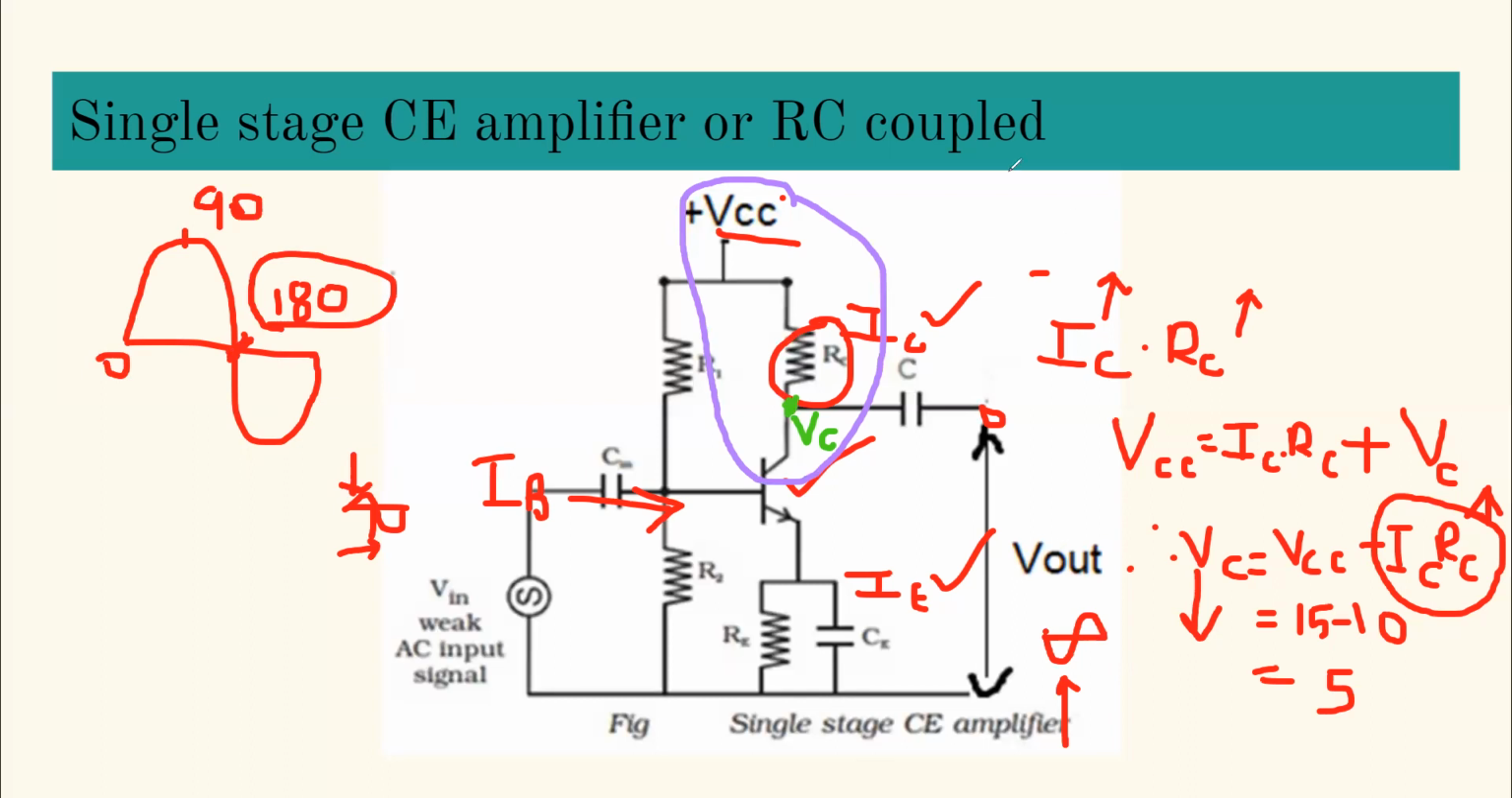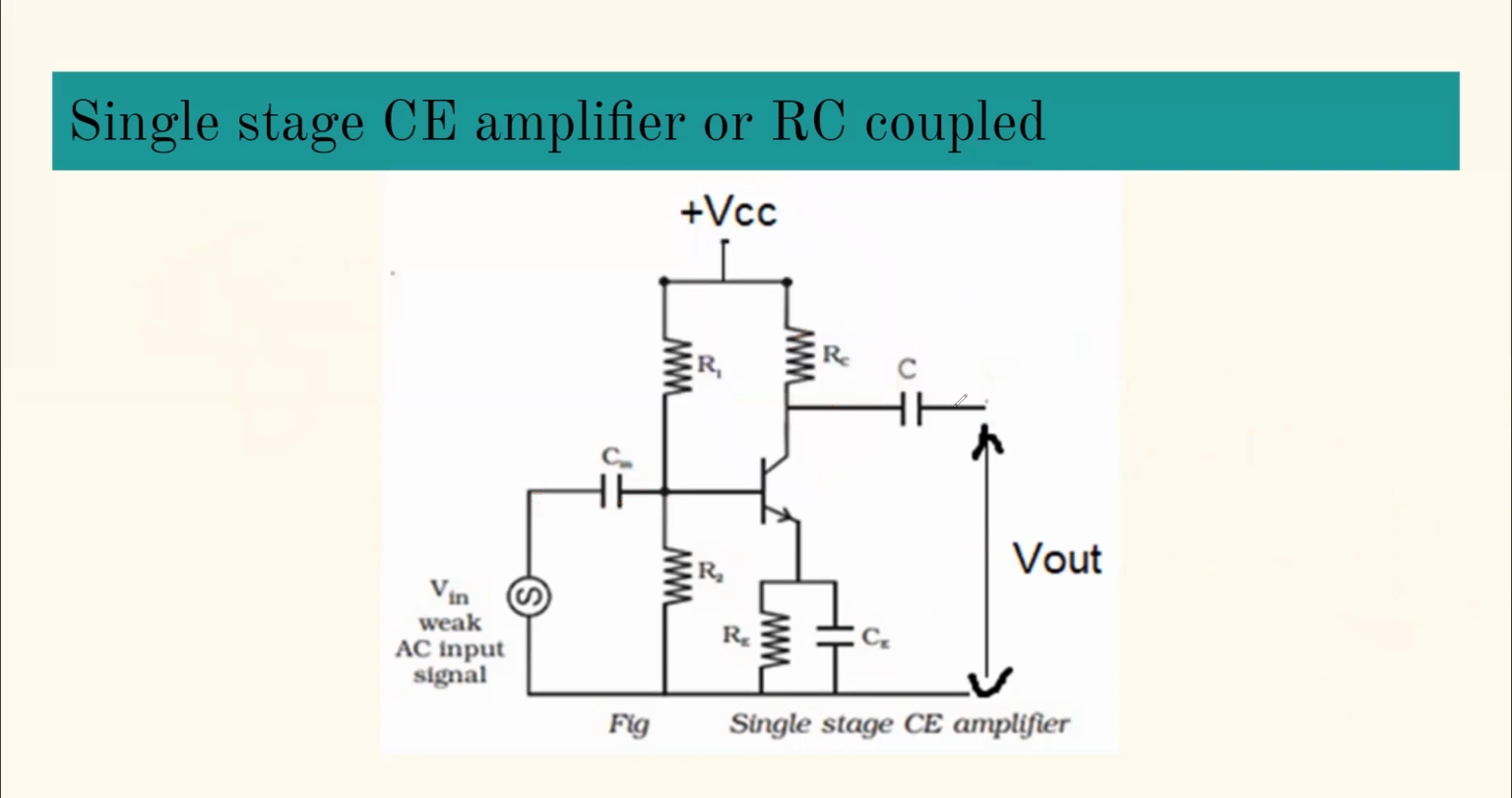Okay, so this is all you need to understand about single stage CE amplifier. And why is it known as RC coupled? Because here I put a load resistance RL, and the output is taken through a capacitor. Hence it is known as RC coupled amplifier. Okay, clear? RC coupled पूछा तो don't forget to write this, draw this load resistance.